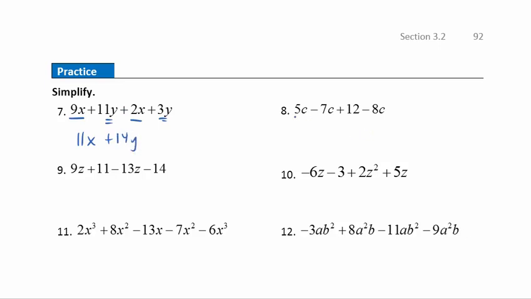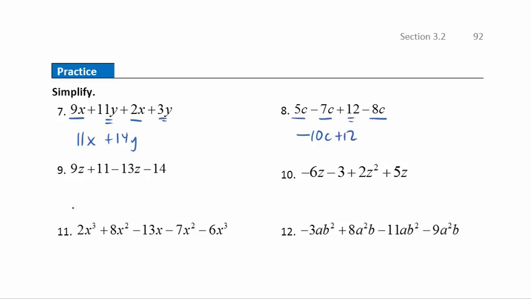Question 8. You should have recognized here that we had 3 like terms in terms of those c terms. So let's see, positive 5 and negative 7 of those would give me negative 2. Then a negative 2 plus a negative 8 would give me negative 10 of those c's. And then I'm just going to bring this guy, positive 12, down.